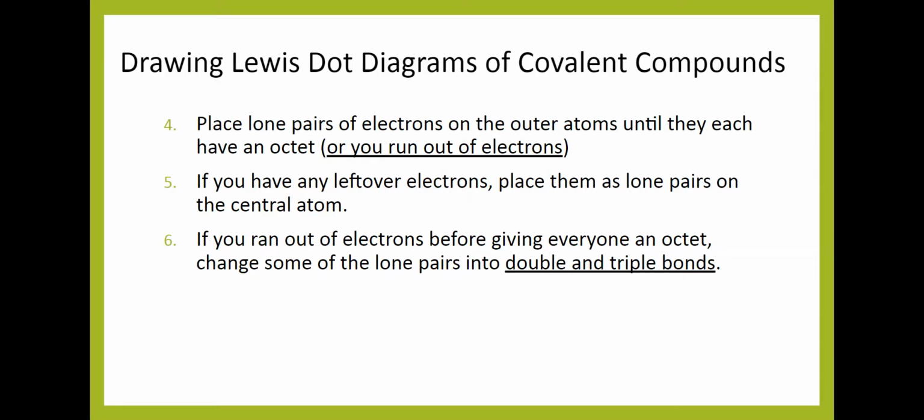Next, we're going to place lone pairs of electrons on the outer atoms until they have an octet, or we run out of electrons, whichever one happens first. Then we're going to check and see if we have any leftover electrons. If we do, we're going to place them as lone pairs on the central atom. And if we ran out of electrons at any point in time during steps 4 or 5, we need to check and see if we have an octet for everyone. If we do not, then we're going to change some of those lone pairs into either double or triple bonds to make sure that everyone has a full octet.